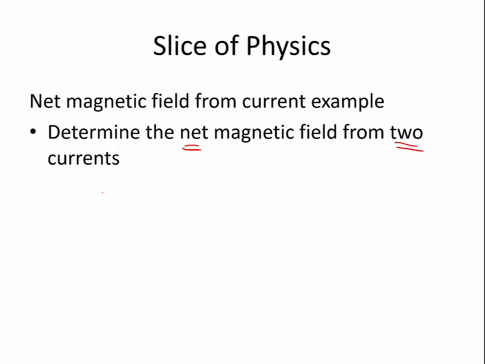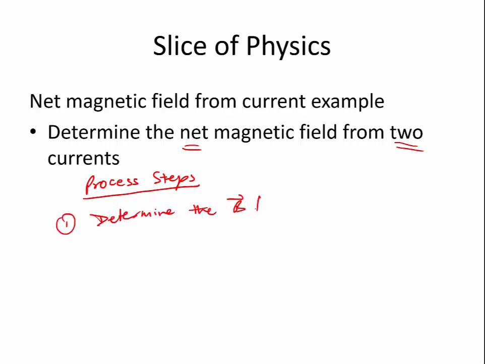We've worked more recently with determining the net electric field and net potential, etc. And the process is always the same. So the process steps are always important. In this case, the process steps will be: determine the magnetic field from one current. So we focus on one current at a time. We ignore the other one for now and just focus on one of them. And knowing that magnetic field is a vector, we will determine its magnitude and direction.